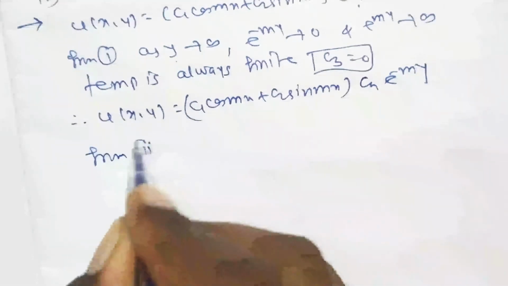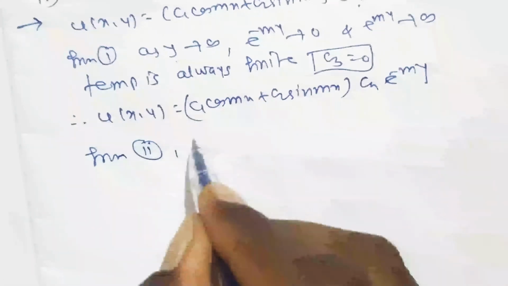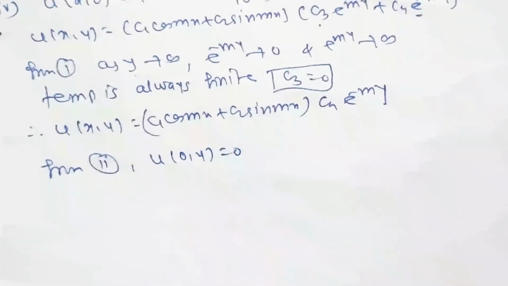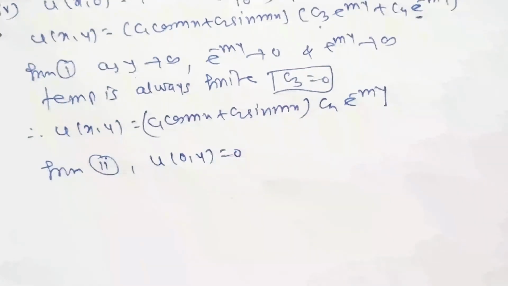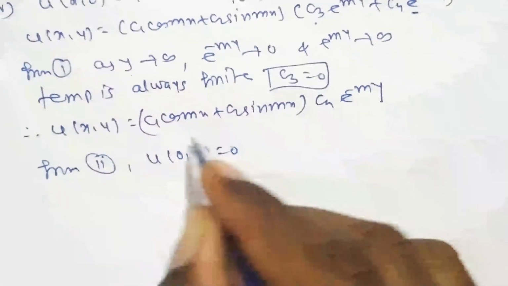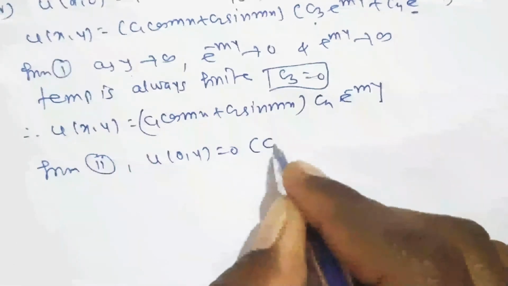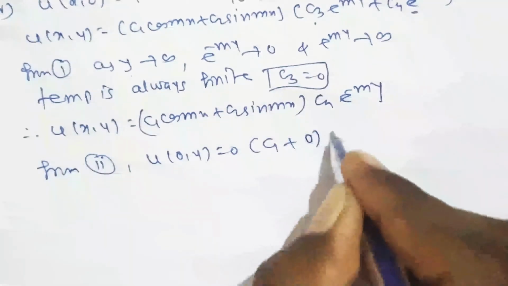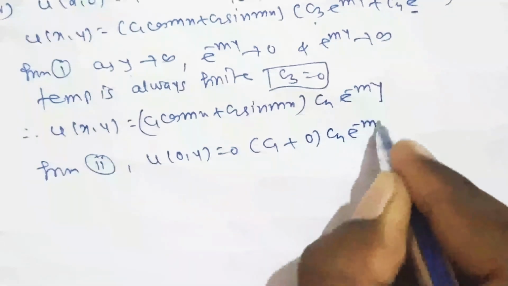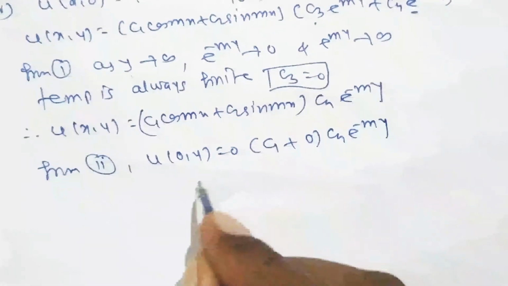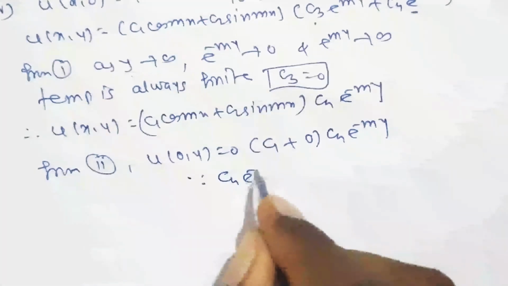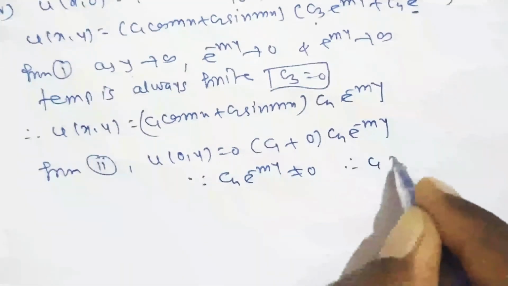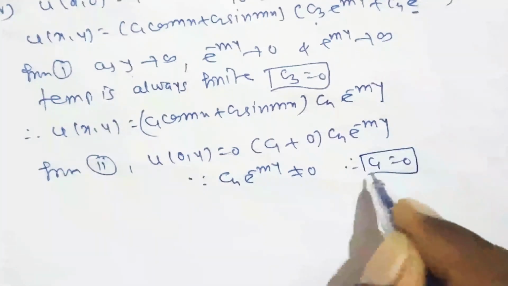So the second condition is u(0, y) equal to 0. So put x equal to 0 here, then we will get c1 cos 0, cos 0 is 1, plus c2 sin 0, sin 0 is 0, into c4 e^(-my). And this is equal to 0. So since c4 e^(-my) is not equal to 0, therefore c1 equal to 0.